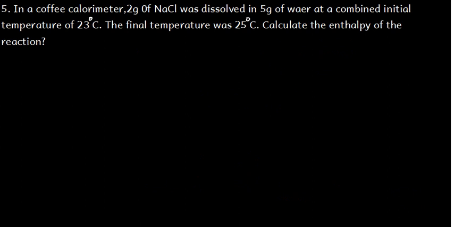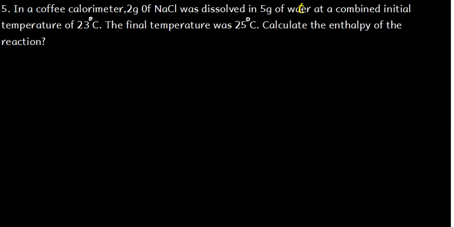Another question, in a coffee calorimeter, 2 grams of sodium chloride was dissolved in 5 grams of water. So this is supposed to be water here, at a combined initial temperature of 23 degrees Celsius. So when we added the sodium chloride to the water, the initial temperature for the sum was 23 degrees Celsius. The final temperature was 25 degrees Celsius. So that is the final. Now I want to calculate the enthalpy of the reaction.